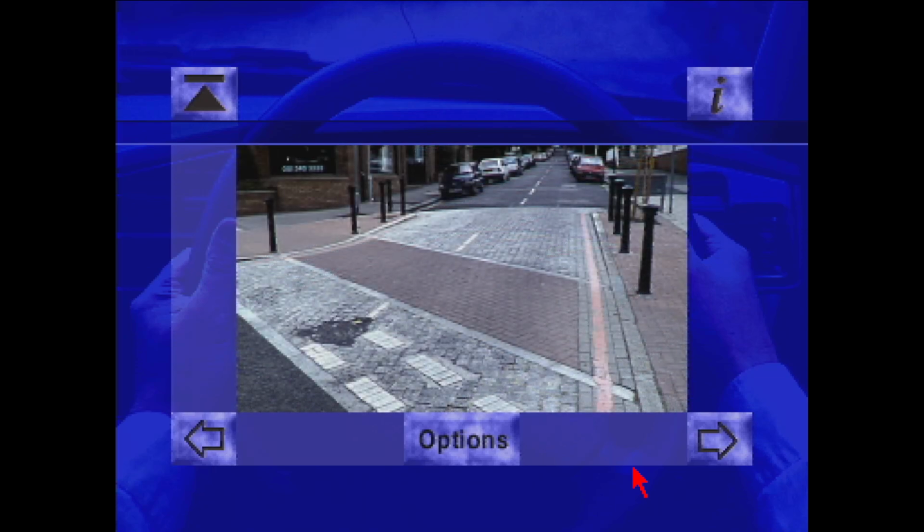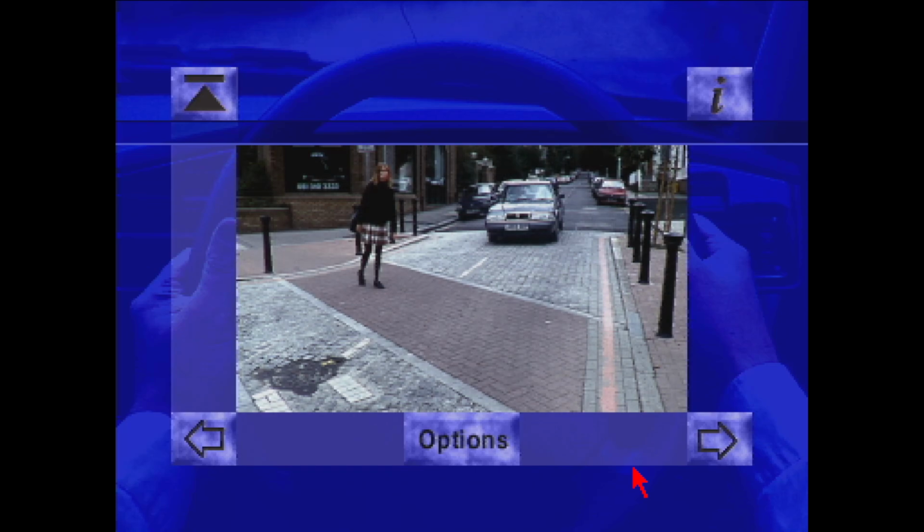For example, where drivers have to drive over elevated paved crossing points, they're made to feel that they're driving onto the pedestrian's territory. Consequently, they drive very slowly and give way to pedestrians more willingly.